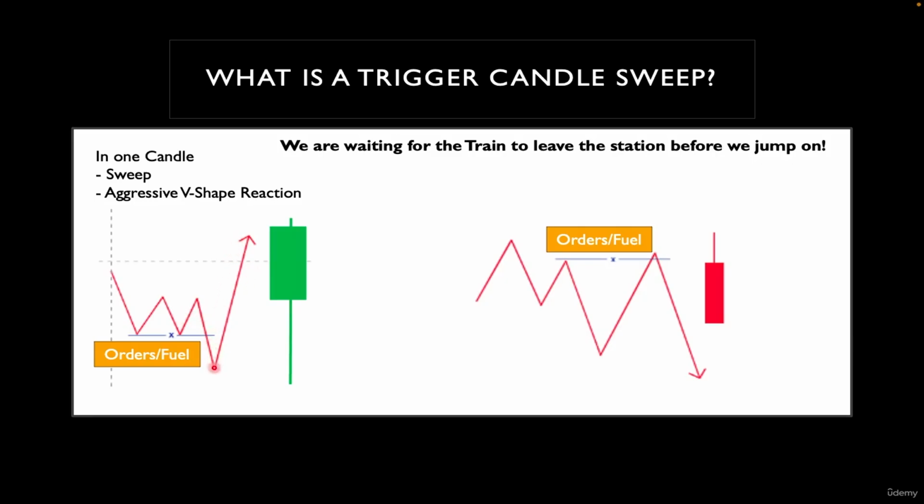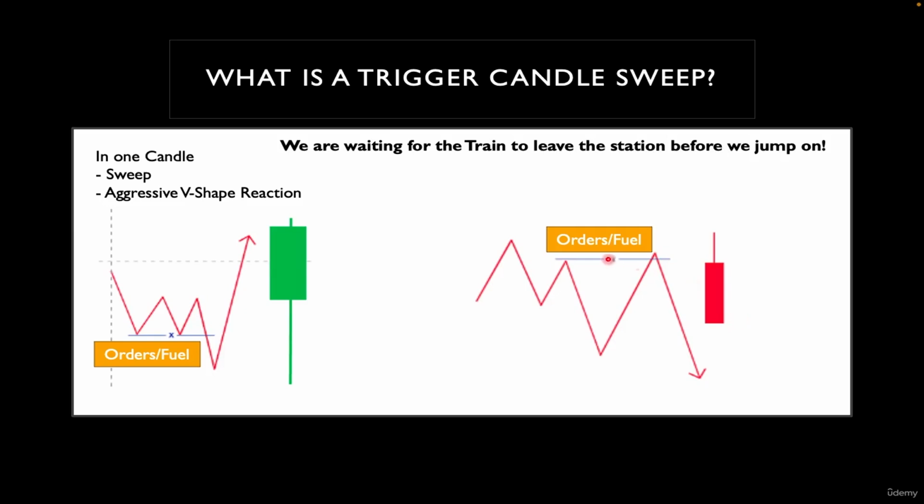So it'll be a sweep and a V-shaped reaction. And that's what we want to see in a bullish example. In the bearish example, exactly the same. We sweep orders above highs and then we aggressively react to the downside. Now this is going to be a trigger to be interested in the trade.